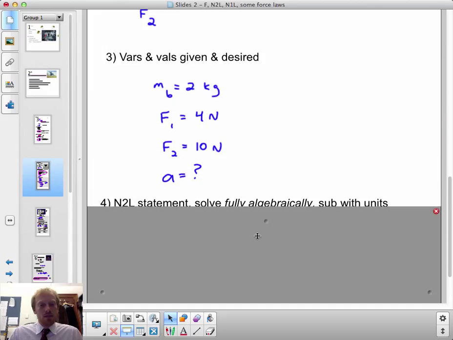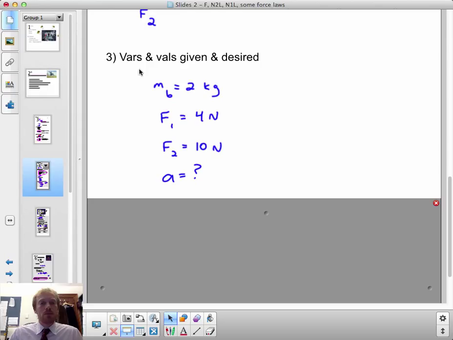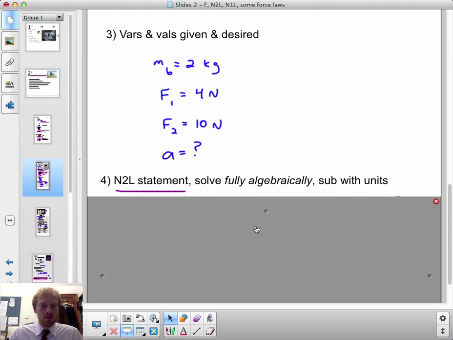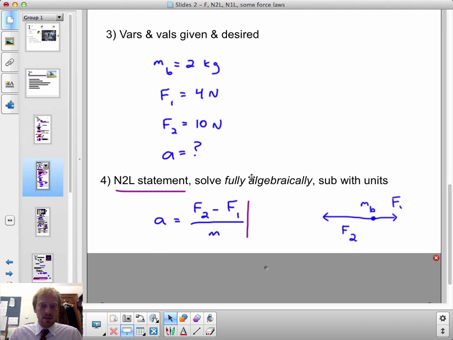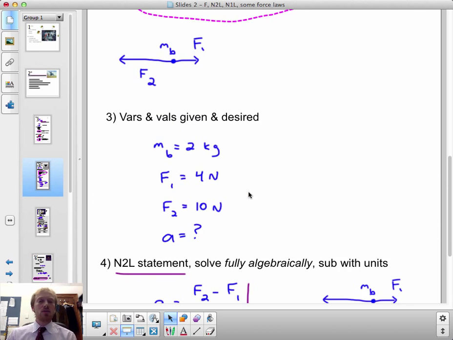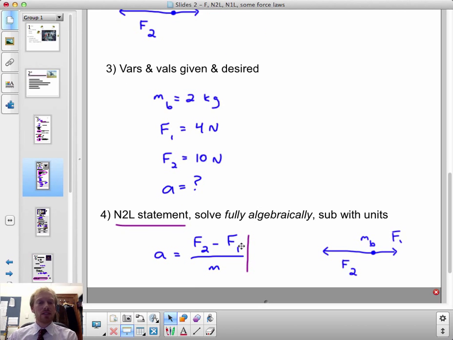As with the way we talked about doing this in kinematics, the next step is to transcribe the values of the problem. The mass of the block is 2 kilograms, and there are the values of the two forces, and indicate the thing that you're looking for, the desired variable. So then, I encourage you to make a Newton's second law statement about the object. And a Newton's second law statement is basically a way of rewriting the acceleration as the combination of forces divided by the mass. Specifically, you write out how the forces combine.